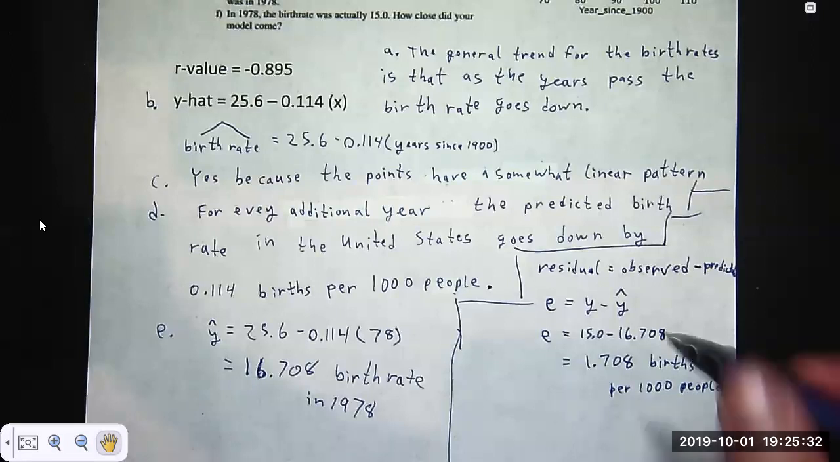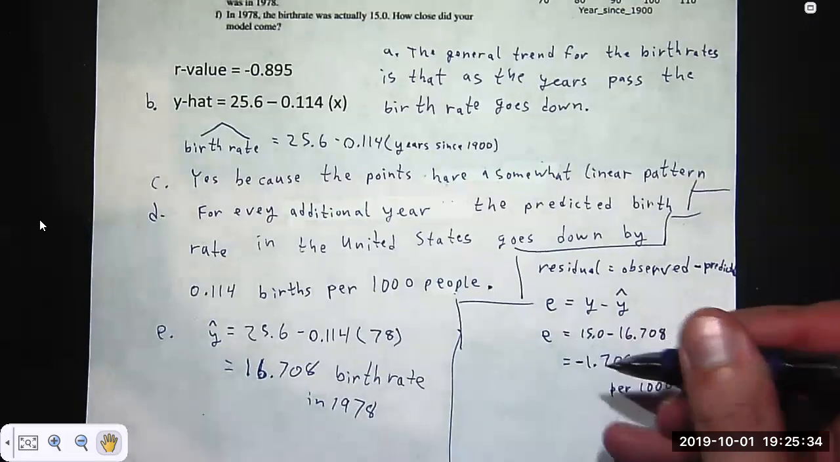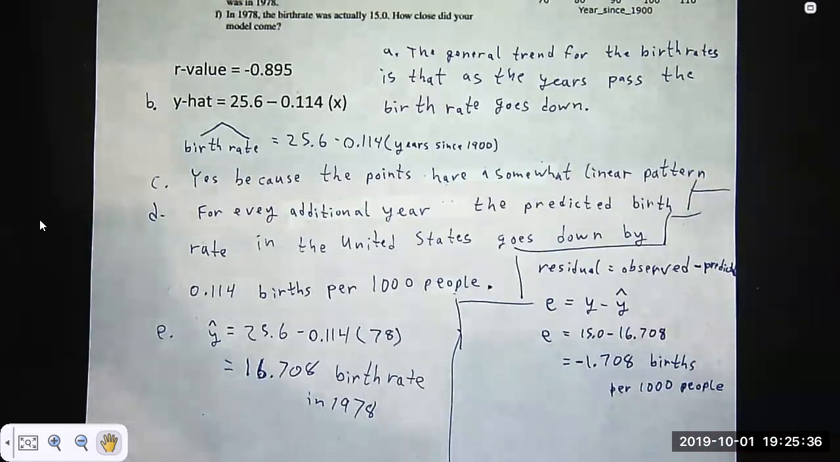Oh yeah, this is negative. But since it says how close, that's like an idea of distance, so it doesn't say what direction. It'd be fine if you didn't give a positive or negative sign. But a lot of times the question will ask you whether it is an under prediction or an over prediction, and so that sign does become relevant.